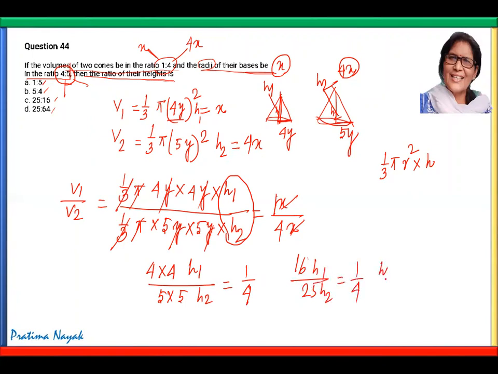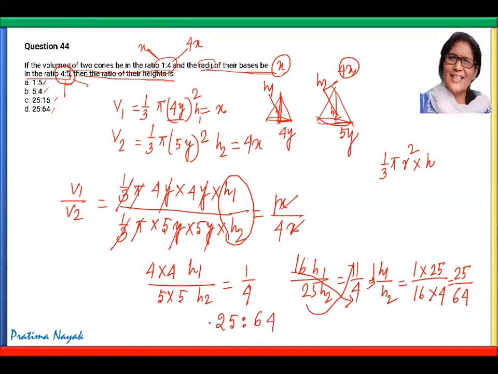Then I want h1 by h2. So what I'll get? 25 will multiply the numerator, 16 will multiply to denominator. So it will be 1 into 25 upon 16 into 4, so it will be 25 upon 64. So the ratio is 25 is to 64. Where is the answer? Last one is answer. D is answer.